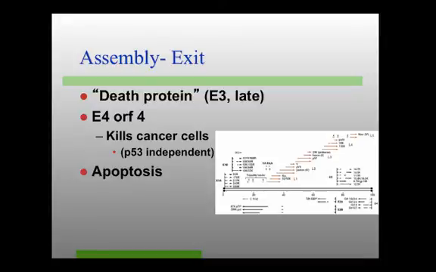There are a couple of other proteins here. E4, which kills cancer cells in a p53 independent fashion. Again, this is probably important for the whole death process here. And remember, we always try to knock out apoptosis. We don't want apoptosis here. That's what all of your E1 and particularly the E1B proteins are involved in.